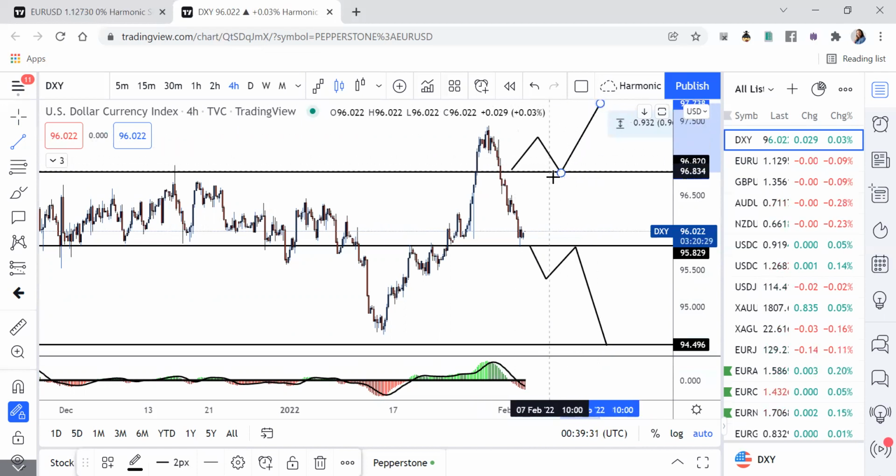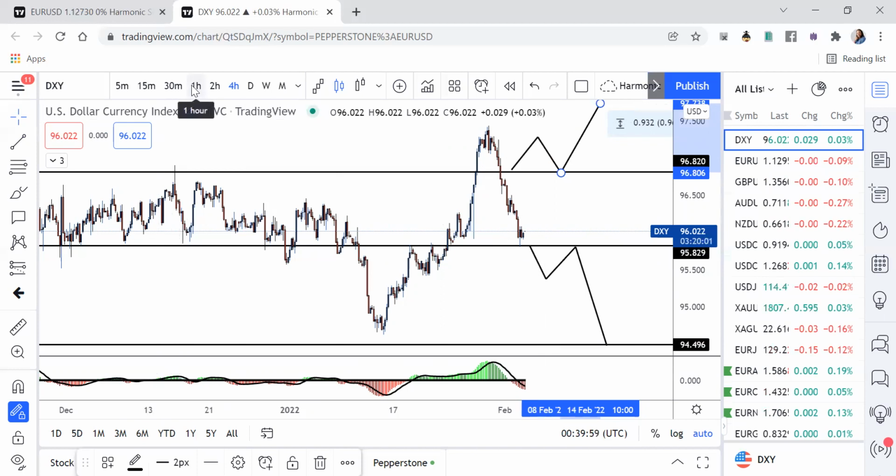This part here, the retest, is really important because this could happen where you get a break of structure and then price comes all the way back inside. Takes out that entire move. So ideally, this will be my analysis on the DXY. All right. That's on the 4-hour time frame.